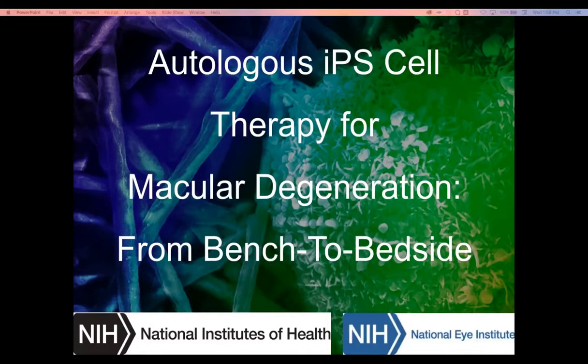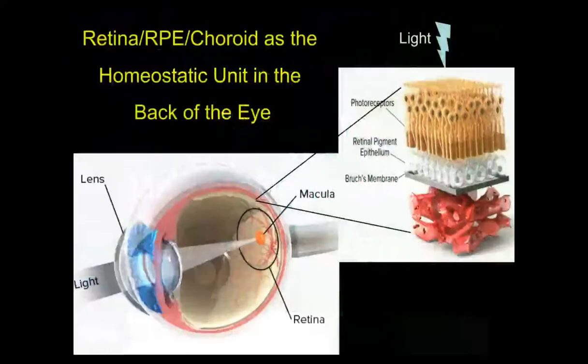I'm a tenure track investigator at the National Eye Institute at NIH, and I want to thank Thermo for this invitation to talk about some of our ongoing work to develop an autologous iPS cell-based therapy for macular degeneration. So just to get everyone oriented, we're going to be talking about the back of the eye.